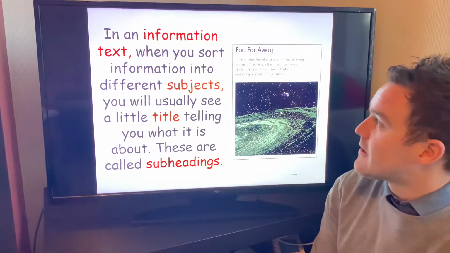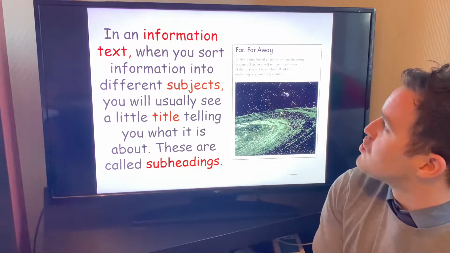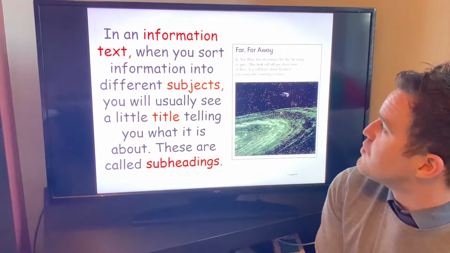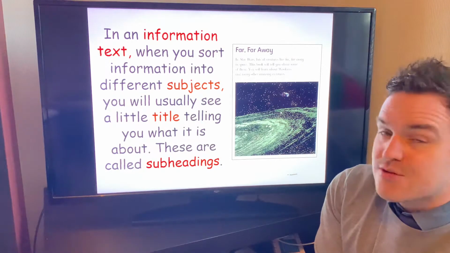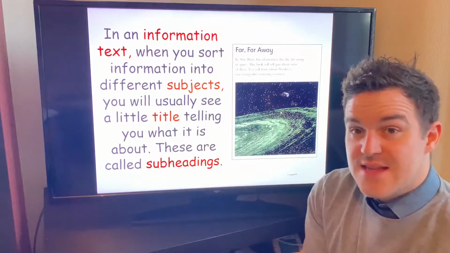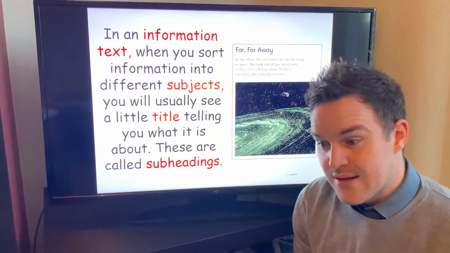So if you can see here, I have a page from a book about Star Wars, and it says, in Star Wars, lots of creatures live far, far away in space. This book will tell you about some of them. You will learn about Wookiees and other amazing creatures. I don't know if I pronounced that right. I'm not a big Star Wars guy, but this has a little section called Far, Far Away. So that's telling you what you're going to read about.